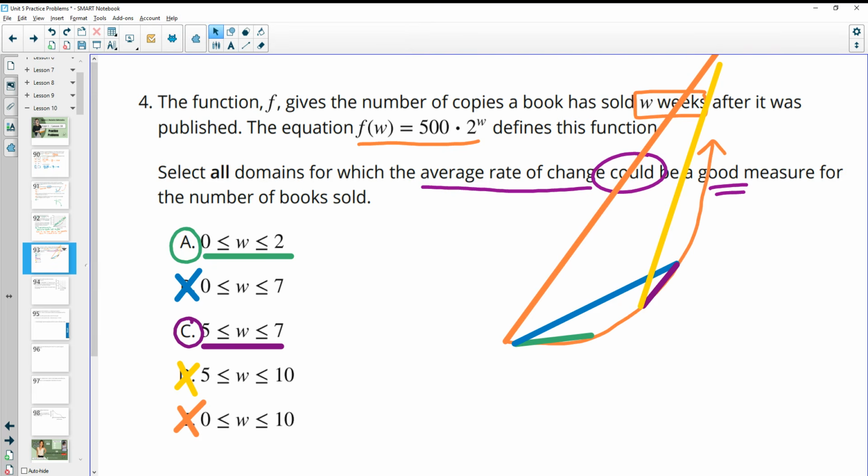So the average rate of change is pretty good on exponential functions when your data is close together, right? When you're looking at these, these are only 2 apart. These are 7 apart. These are 2 apart. 5, 10. So the closer they are, the better the average rate of change will model it.